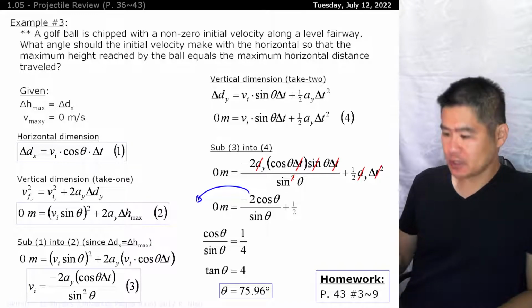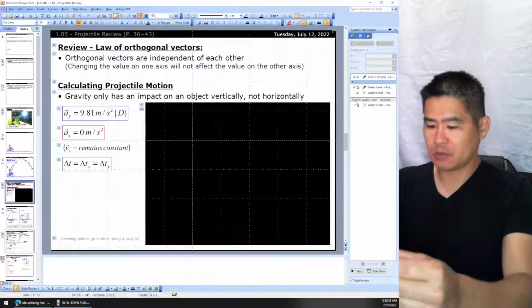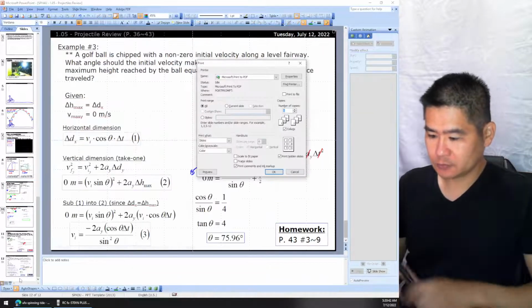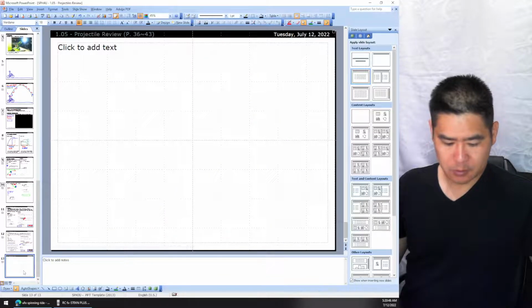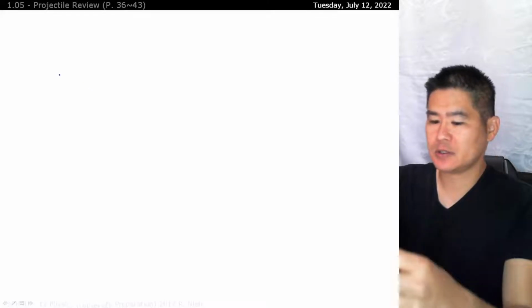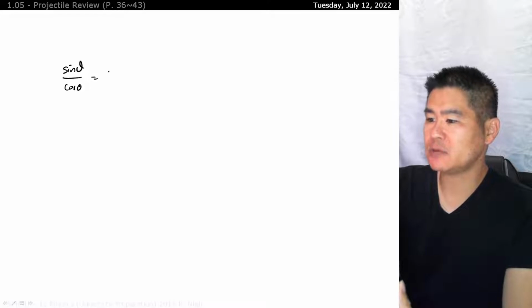Before we finish off, I just want to prove one last thing. Maybe I'll just whiteboard this. I don't know if this will work or not. It does not work. All right, which is the final proof. There you go. Final proof of, what is sine of theta over cosine of theta equal to.